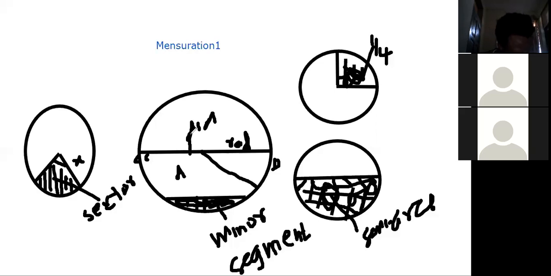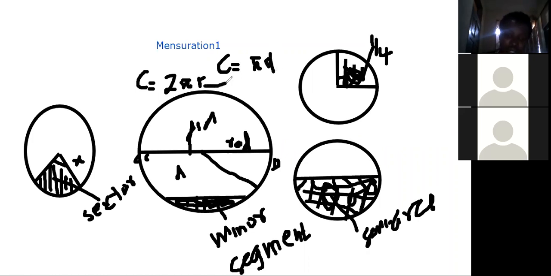Now, the circumference of the circle, you've done it before, is equal to 2 pi r. This can also be written as C equals pi d, because twice the radius is the diameter. So the circumference of a circle is given by 2 pi r or pi d, and that is equivalent to 360 degrees in angles.